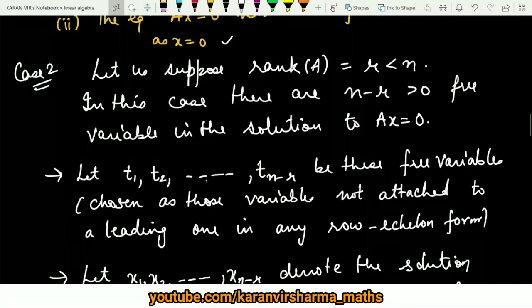The second case states: if the rank of A is R, which is certainly less than n, then in this case there are n minus R free variables in the solution to Ax equals 0, as we have already seen in the above example, and this number is positive. And now let me call these free variables t1, t2 and so on up to t(n minus R). These are chosen as those variables not attached to a leading one in the row reduced echelon form.